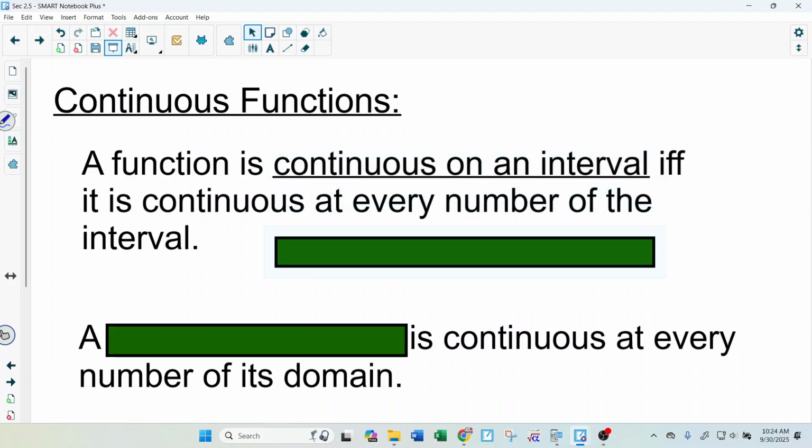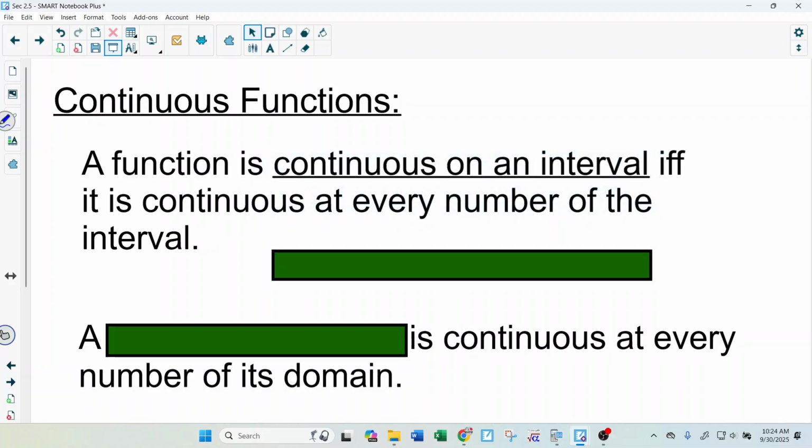A function is continuous on an interval if and only if it is continuous at every number in the interval. I mentioned yesterday that eventually we'll get to the fundamental theorem of calculus, and looking at it back there, it says for every continuous function on the interval a to b. So it's saying it's continuous on an interval. What does that mean? It's continuous at every point or every number on the interval.